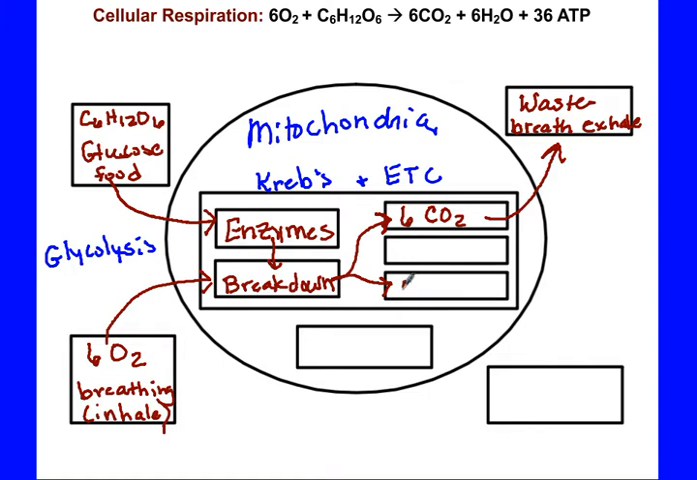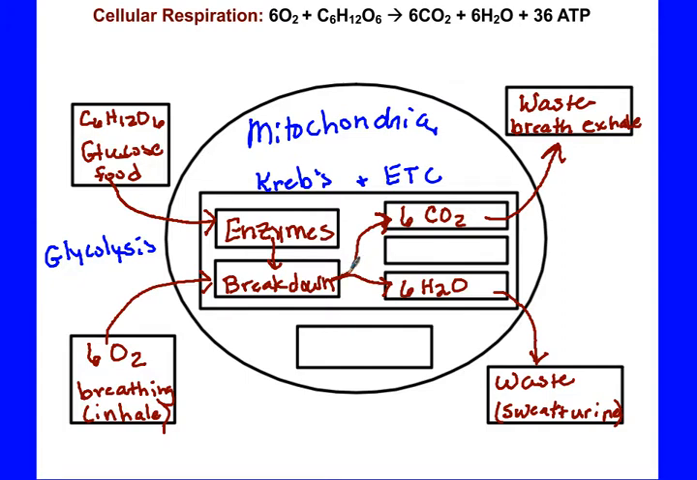6 water molecules. And water in cellular respiration is also considered a waste product, so let's go ahead and label that as a waste product. That's actually going to come out in our sweat and urine. That's kind of why we have to go to the bathroom. We're producing extra water when we break down our food.